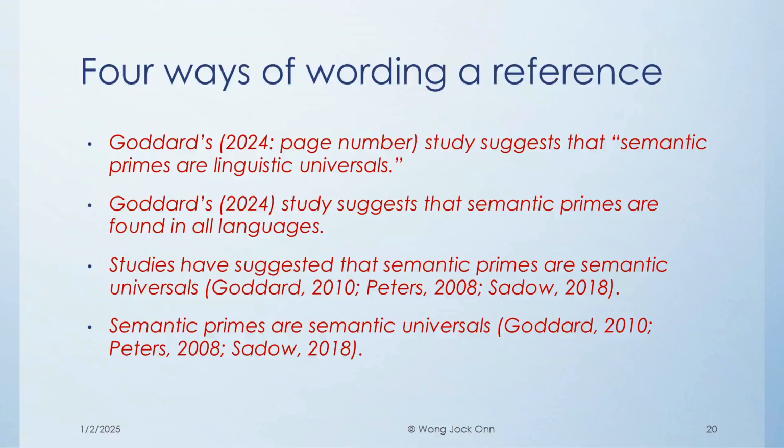Four ways of wording a reference. The first example is commonly found in humanities and social science papers but rarely in STEM. The idea presented may not be widely known or accepted. The strength of claim may not be high.